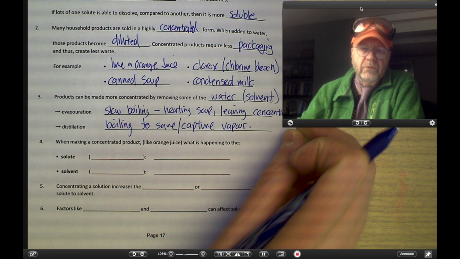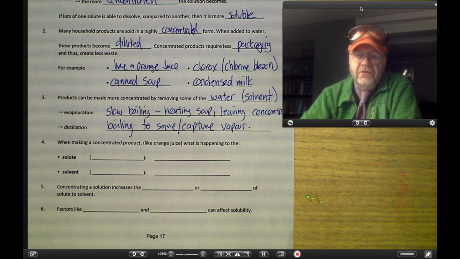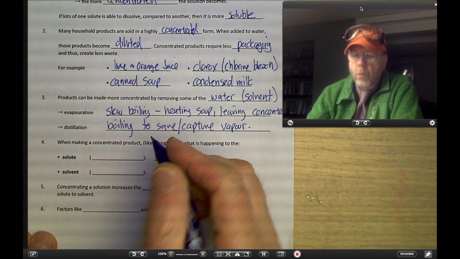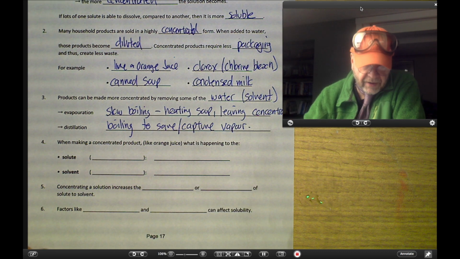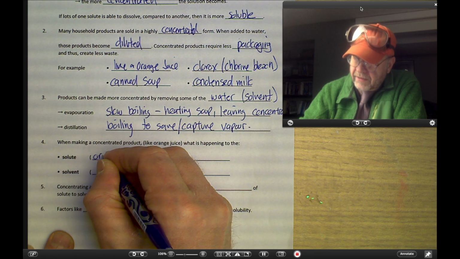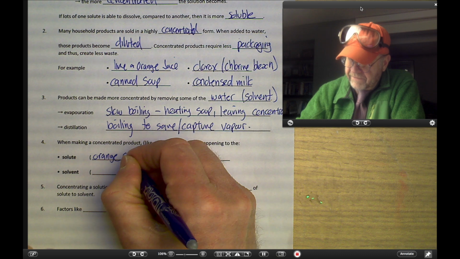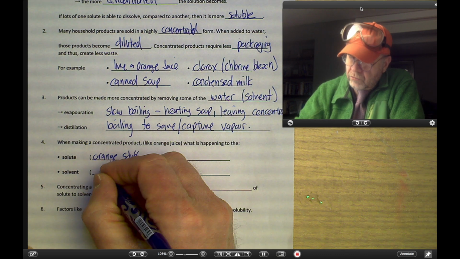So when making a concentrated product like orange juice, what's happening? Well, there's two things happening. There's something happening to the solute, and there's something happening to the solvent. What is the solute in orange juice? Well, the solute is the orange flavor, all that stuff that tastes good. So the orange stuff. The solvent, oddly enough, is just water.